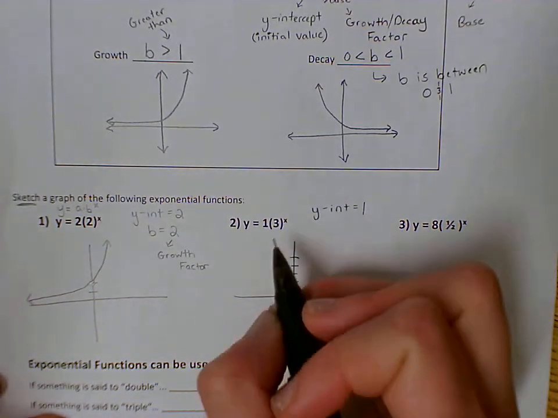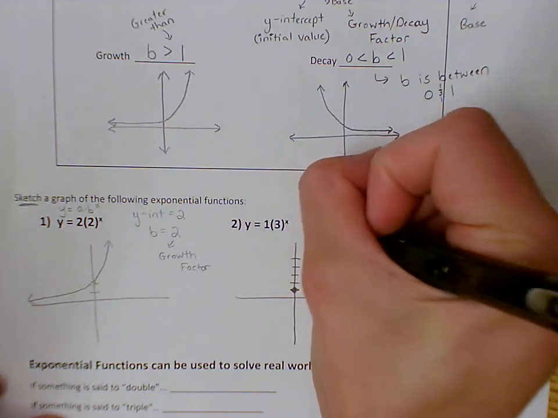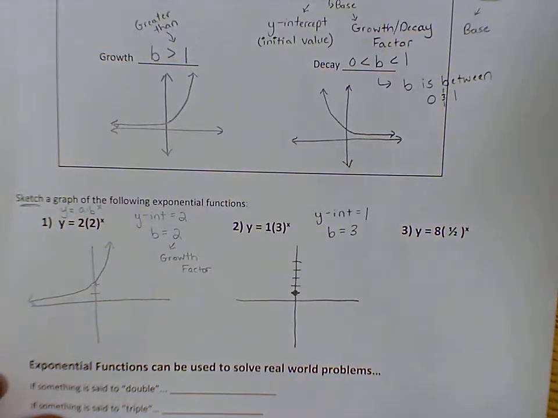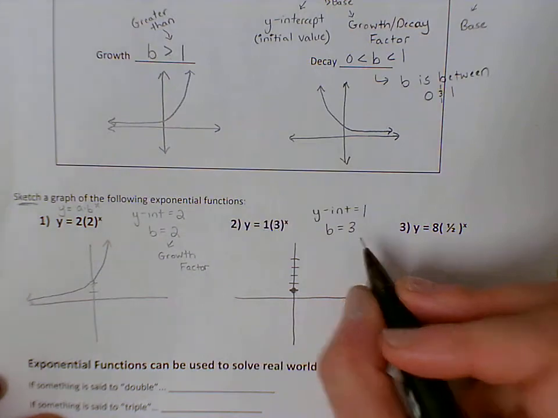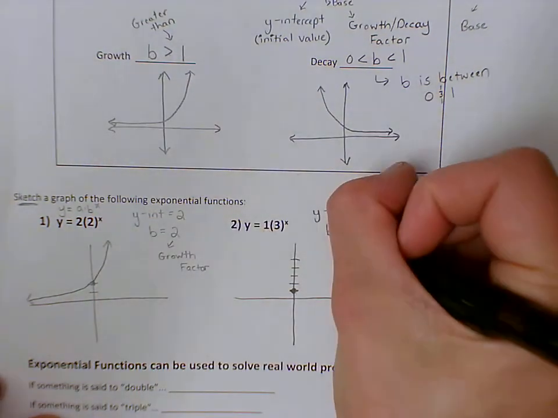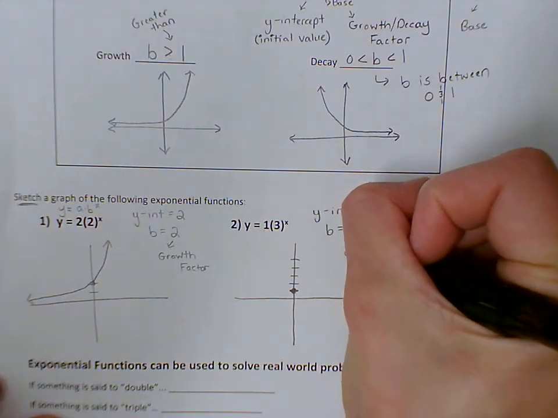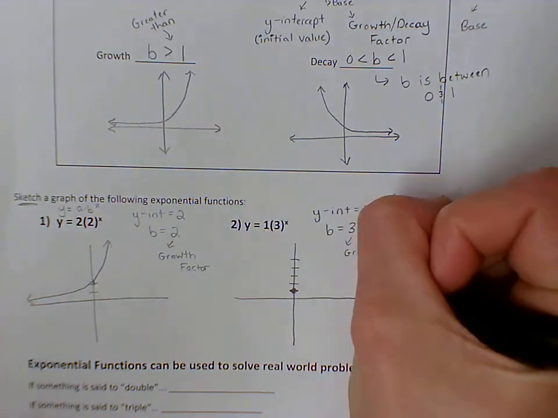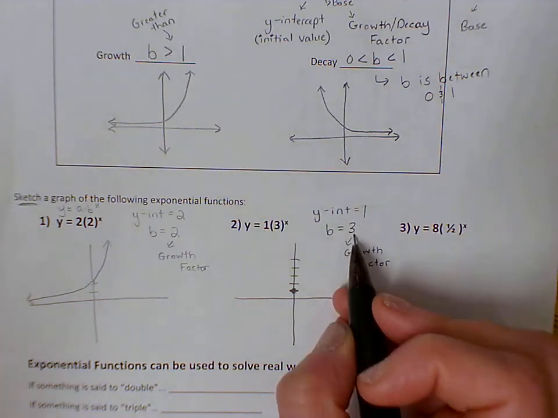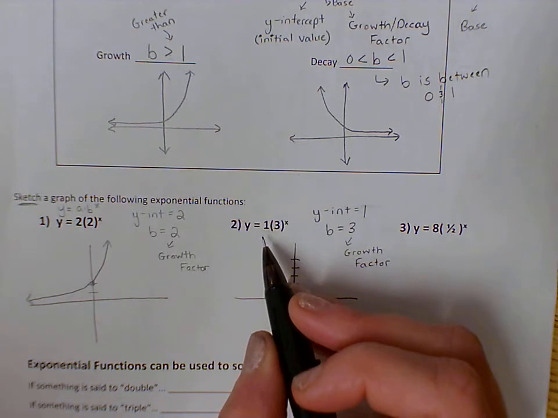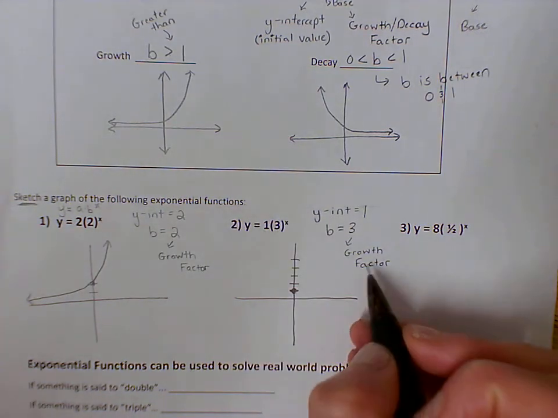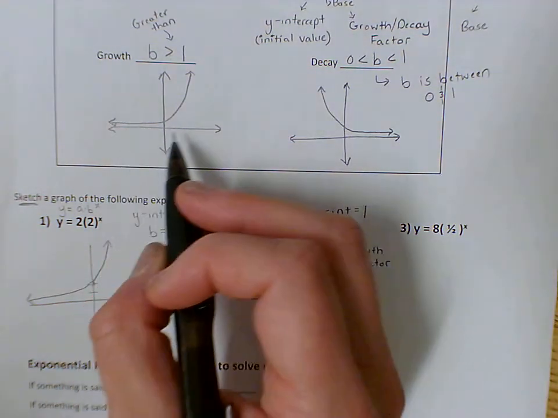To know if it's a growth or a decay, you look for your b. My b in this problem is 3, because that's the number with the x. Is that number bigger than 1 or between 0 and 1? It's bigger than 1, so this is a growth, and that number is called your growth factor. If it was a population, it started out with 1 person and it's tripling each time. Because it's a growth, it's going to look like this.